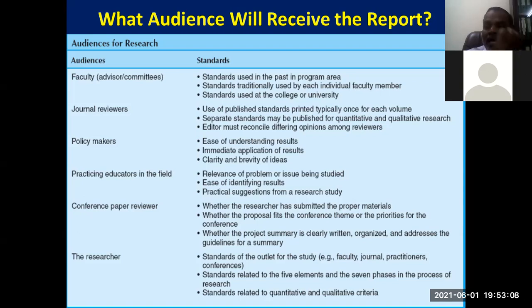My point here is that I am emphasizing the audience of your research. What kind of audience are you giving importance to? That is very much important. What kind of report are you writing? Who is going to be your audience? That will be a major point for the writing style of your scientific research.